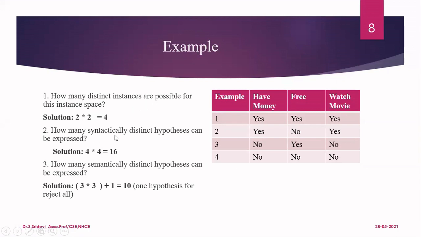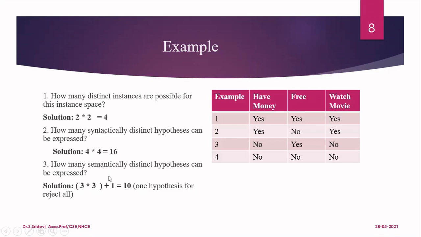Now, let us see how many syntactically distinct hypotheses can be expressed. We have seen that whatever the values are for the data set, you will have 2 extra values for any attribute. One value is the question mark, which is going to accept all the values, and another is null, which is not going to accept any value. So for the first column, I have 2 possible values. So I have to add 2 extra, so I will have 4. Similarly, for the second column, I have 2 possible values, and now I will have 2 extra, one for question mark, another for null. So I'll have 4. So 4 multiplied by 4 is 16. So 16 hypotheses are syntactically distinct hypotheses.